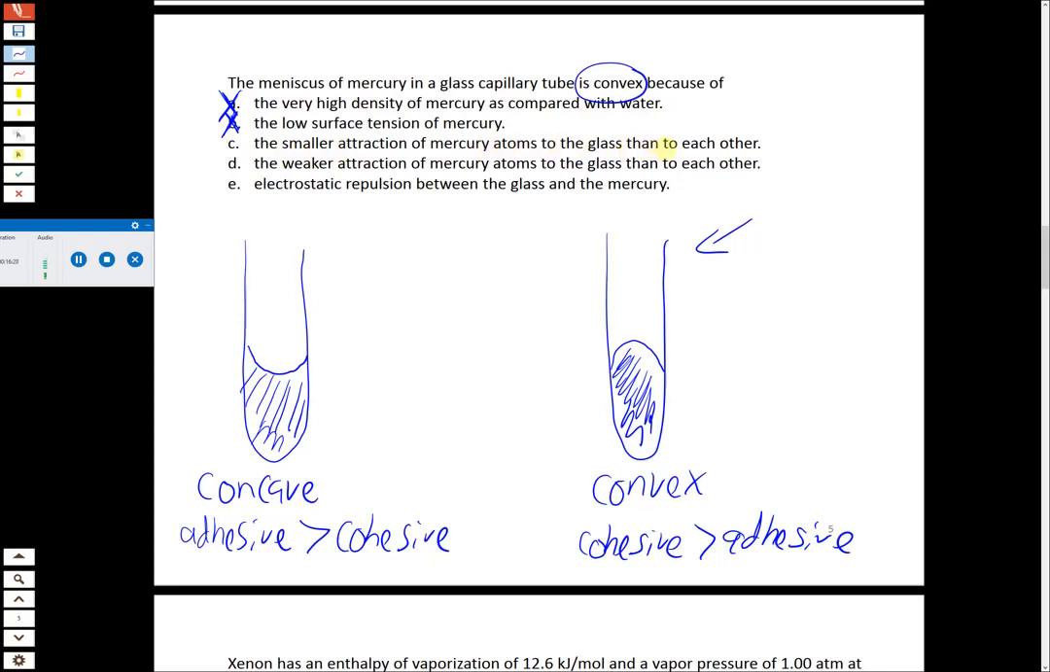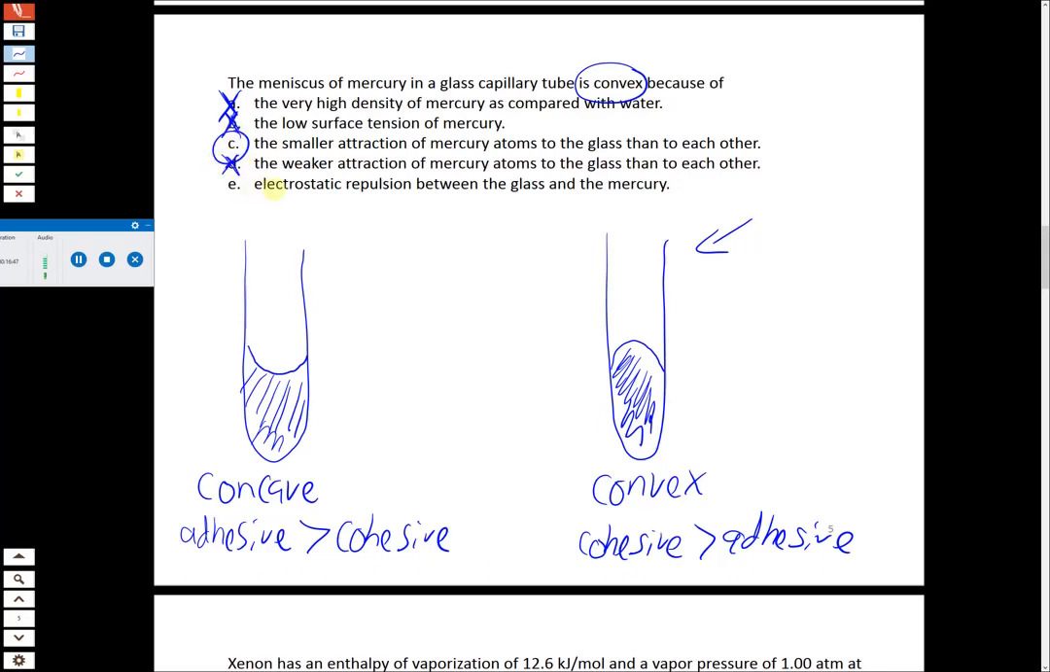But here, choices C and D: the smaller attraction of mercury atoms to the glass than to each other, and that's the situation we have with mercury. So when we say that the attraction of the mercury atoms to the glass is smaller, that means the adhesive forces are smaller than to each other, which is cohesive. So choice C is basically what we're looking for, cohesive forces being stronger than adhesive. Choice D is the opposite, so that one doesn't work.